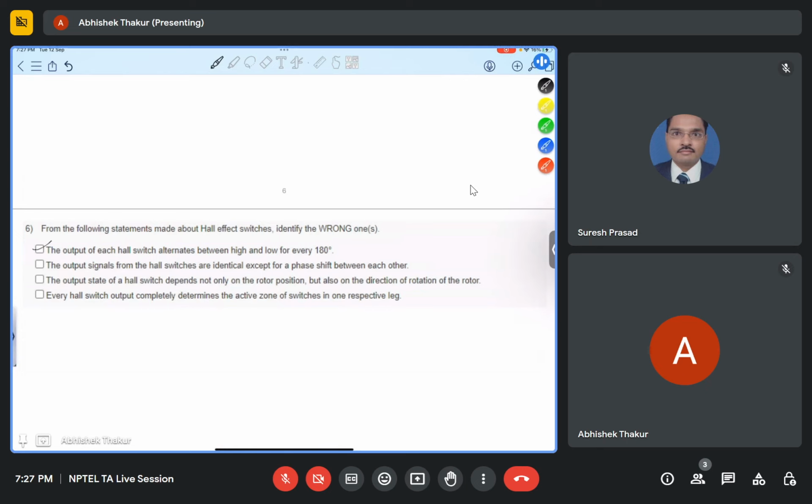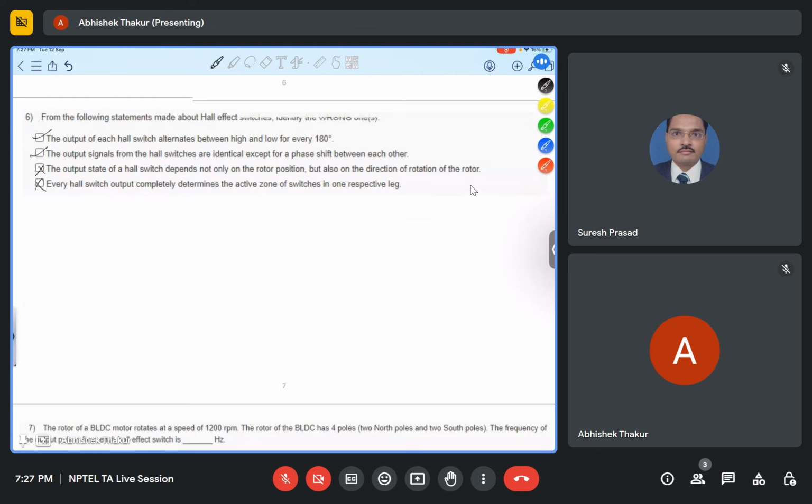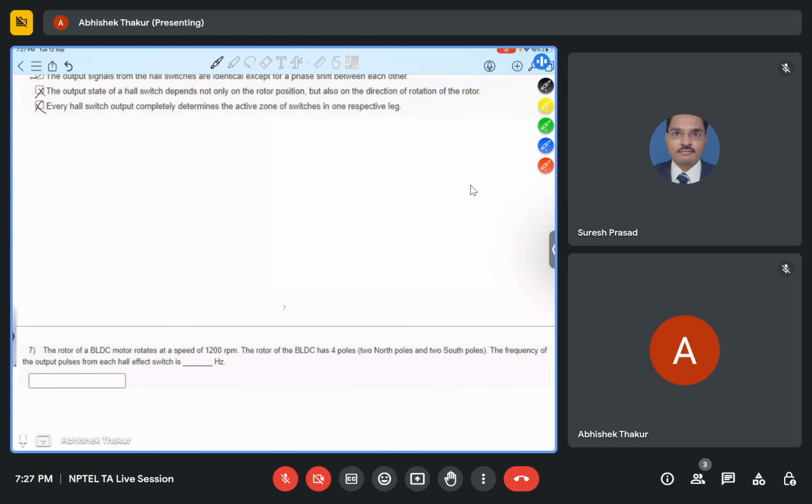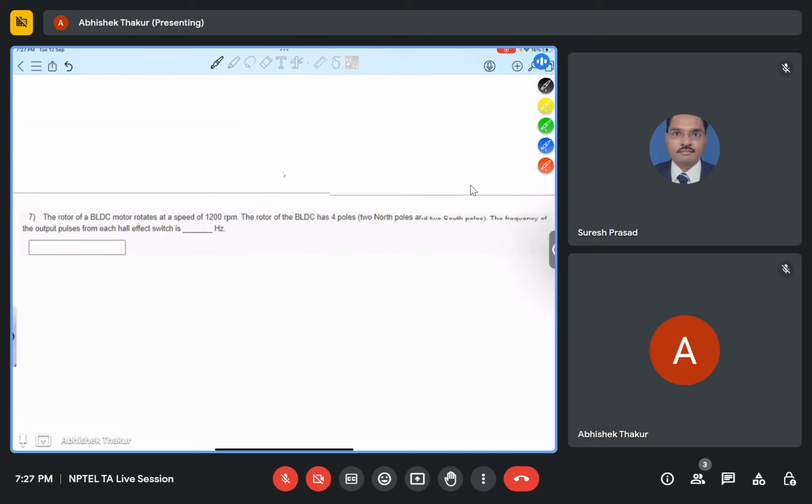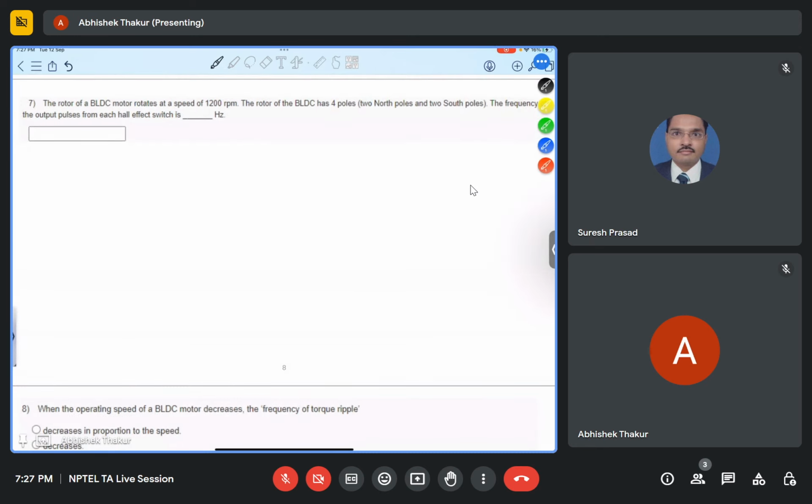And the output signals from the Hall switches are identical except for a phase shift between each other. This is also a correct option. The output state of a Hall switch depends not only on the rotor position but also on the direction of rotation of the rotor. So this is the wrong option. And every Hall switch output completely determines the active zone of switches in one respective leg. So this is also wrong. So options A and B are correct for this question, and options C and D are wrong. But in this question it is asking for the wrong ones, so options C and D will be the correct answer.